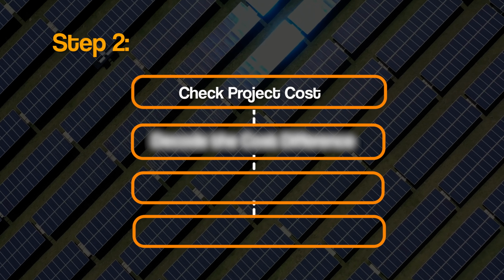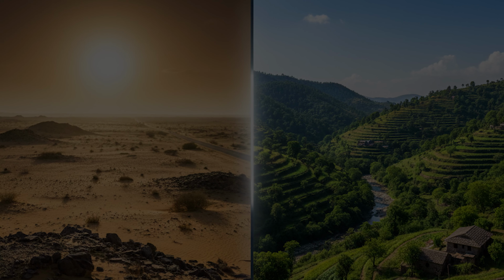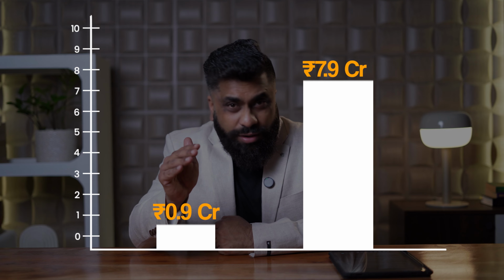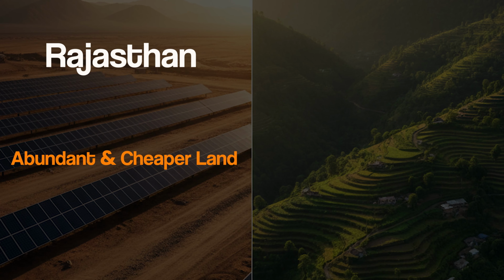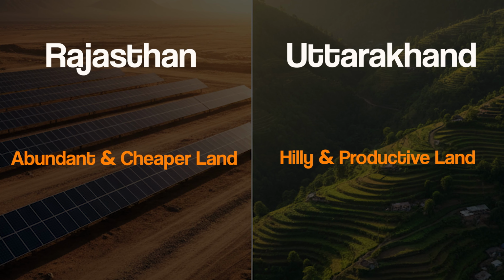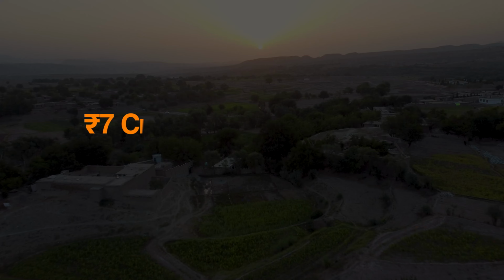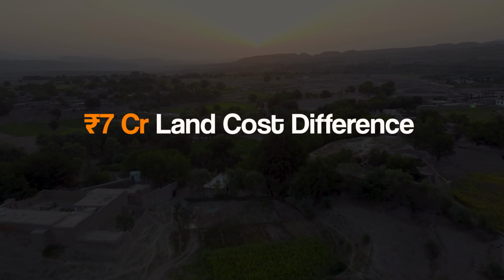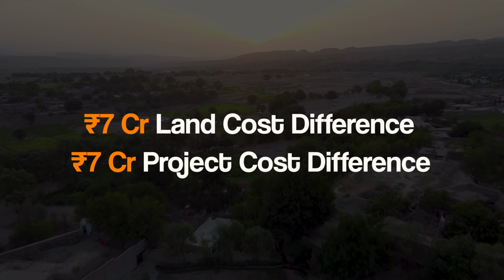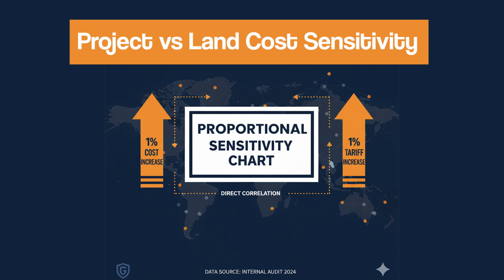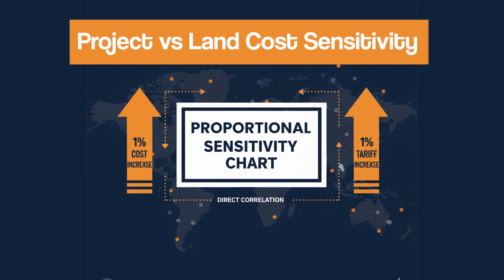In step 2, we decoded what the real difference was. The major difference was because of the land cost. Land cost in Rajasthan was around 0.9 crore. It was 7.9 crore in Uttarakhand, 8x more. It is because Rajasthan has abundant, cheaper land, whereas Uttarakhand is a hilly area and has productive land. And that 7 crore difference in land was causing a 7 crore difference in the project cost. As I said, project cost has the highest sensitivity, which means a 1% change in project cost causes a 1% change in the tariff. Now, if you have understood till now, let's move to step 3.